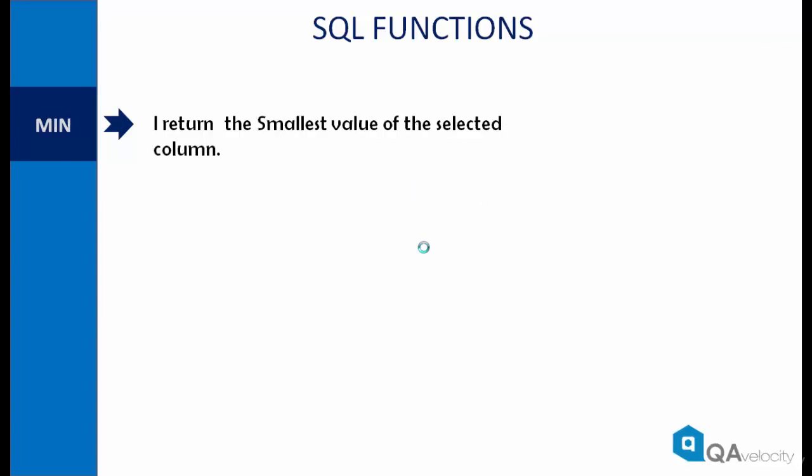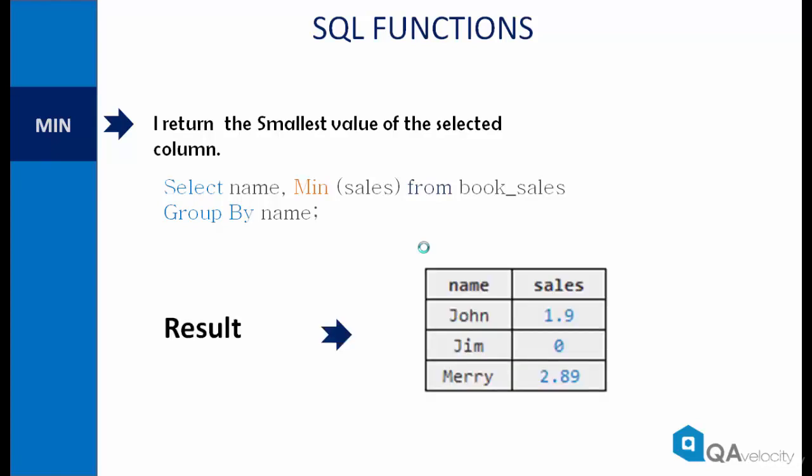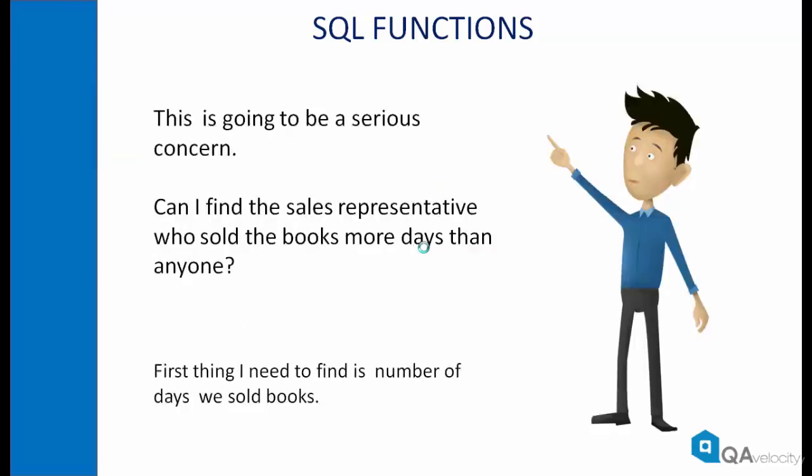And for that, Jeff has a keyword called minimum, which is a function. This minimum keyword returns the smallest value of the selected column. Jeff executed the query with minimum: select name of employee, minimum sales from books_sales table, and the query would be grouped by name. And he got the result. But if we see the result, Mary has sold on a day which others don't have a sale at all. And this is going to be a serious concern.